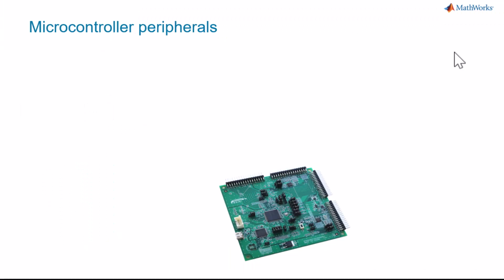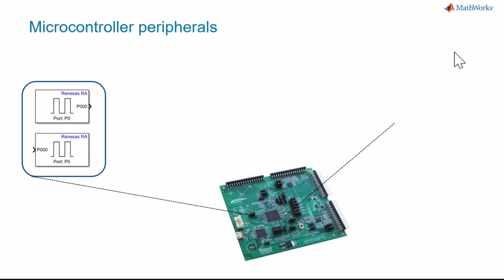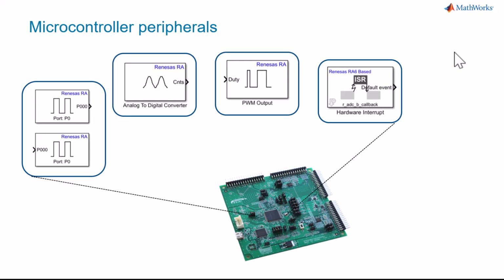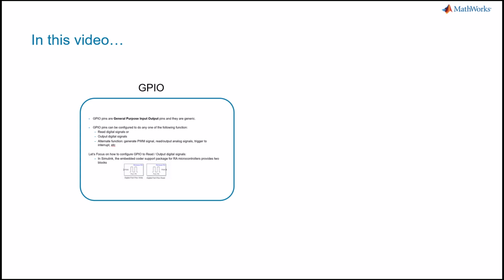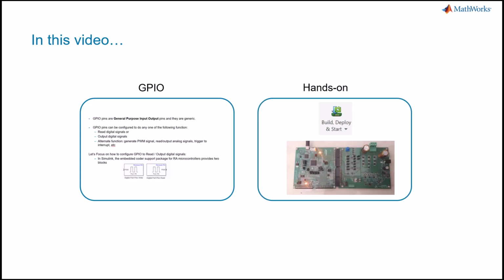Microcontrollers come with built-in peripherals that extend their capabilities such as GPIO, ADC, PWM, and so on. Today, we'll focus on GPIO, which allows you to connect and control external devices like sensors, switches, LEDs, and motors. In this video, I'll quickly walk you through the basics of GPIO, followed by a hands-on where I'll show you how to build and deploy your first model using Simulink and the Embedded Coder Support Package for RA microcontrollers.